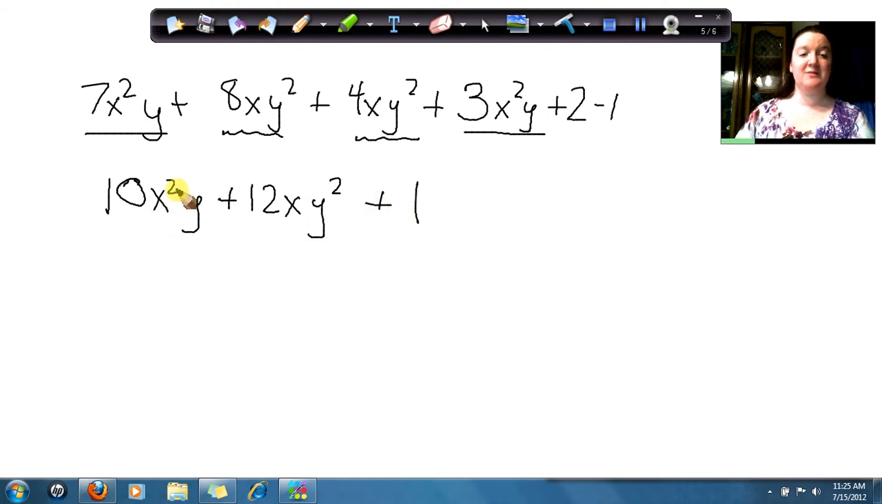Now if you look at these terms, that has an x squared and a y attached to its coefficient, and this has an x and a y squared. Those terms are different because it's different letters with different powers. Let's look at another example.